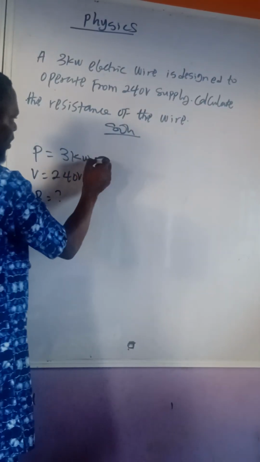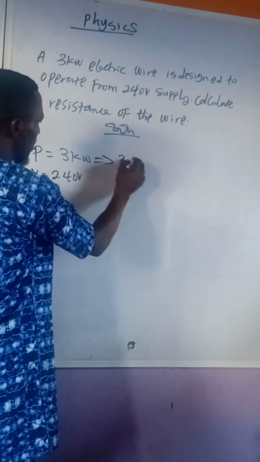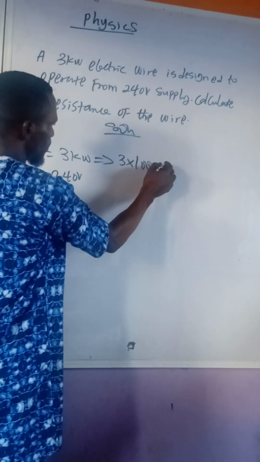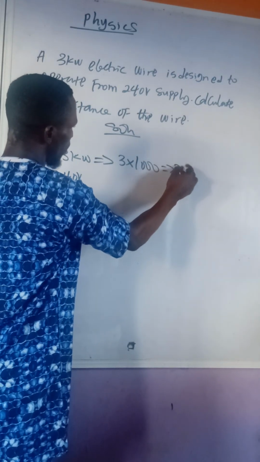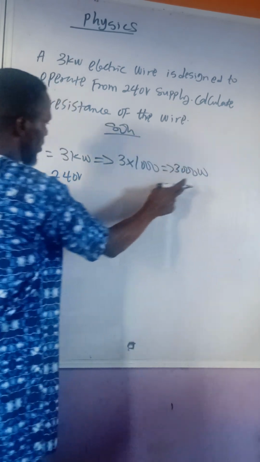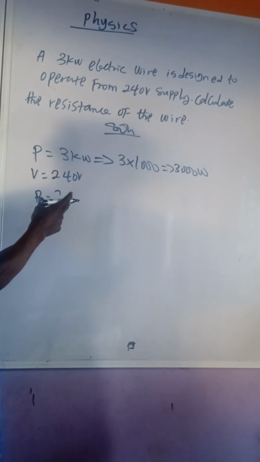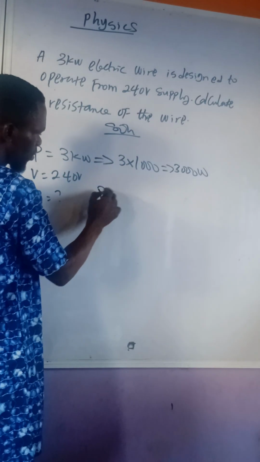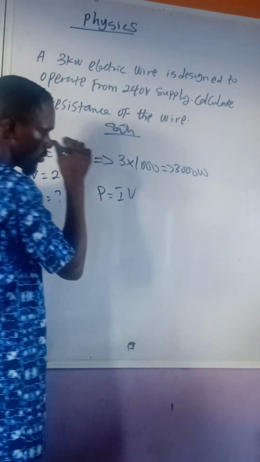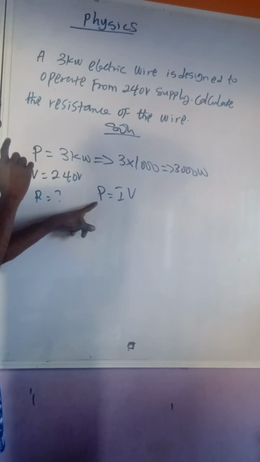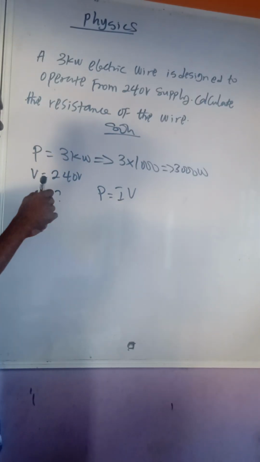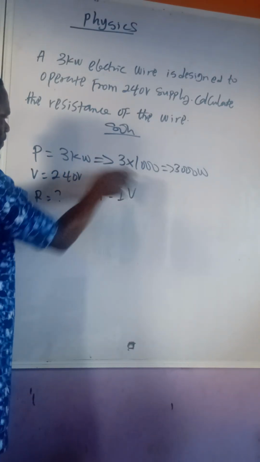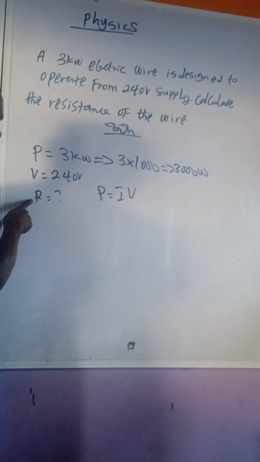To convert it, it is going to be 3 times kilo, which is 1,000. That gives us 3,000 watts. That's our power. Now to calculate the resistance, since we are given power, always remember the formula for electrical power: current and volt. That is the general formula, okay? In the question, current is not involved, but we have voltage, and we have to calculate the resistance.